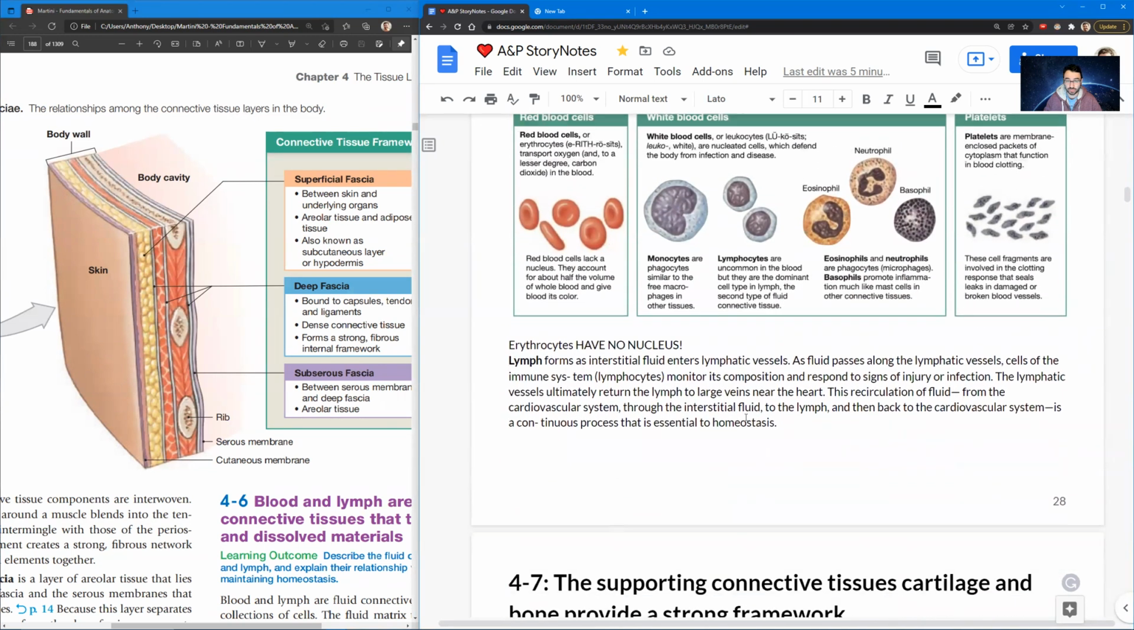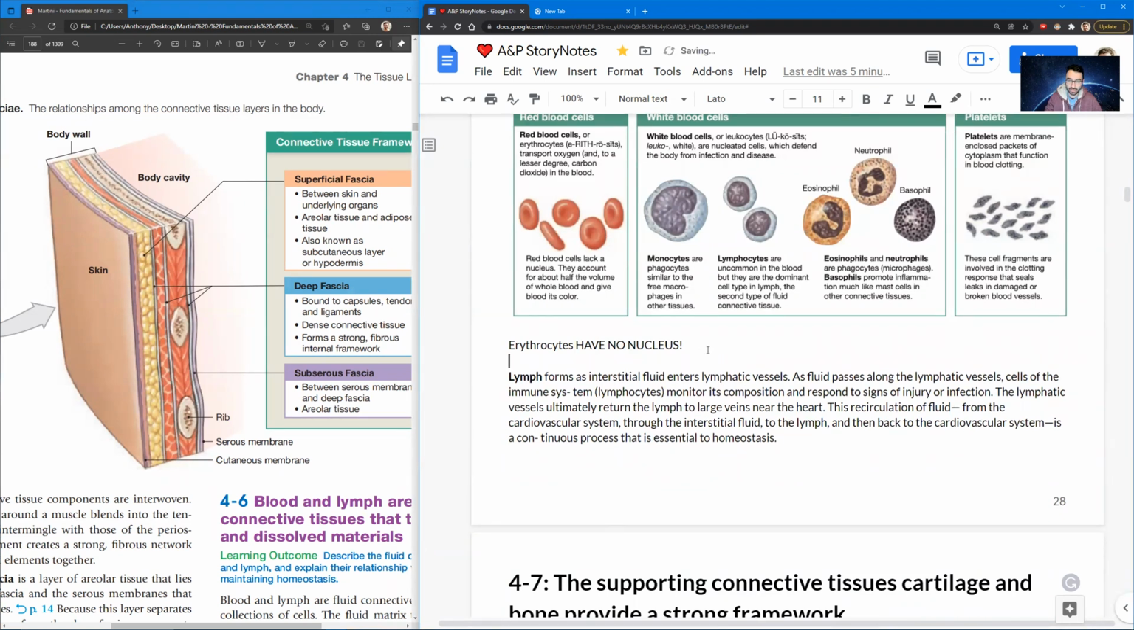Erythrocytes, those red blood cells, actually have no nucleus. Then we have lymph, which forms as interstitial fluid enters lymphatic vessels. As fluid passes along the lymphatic vessels, cells of the immune system monitor its composition and then can respond to signs of injury or infection. So that's pretty cool. And ultimately, the lymphatic vessels return that lymph to large veins near the heart.